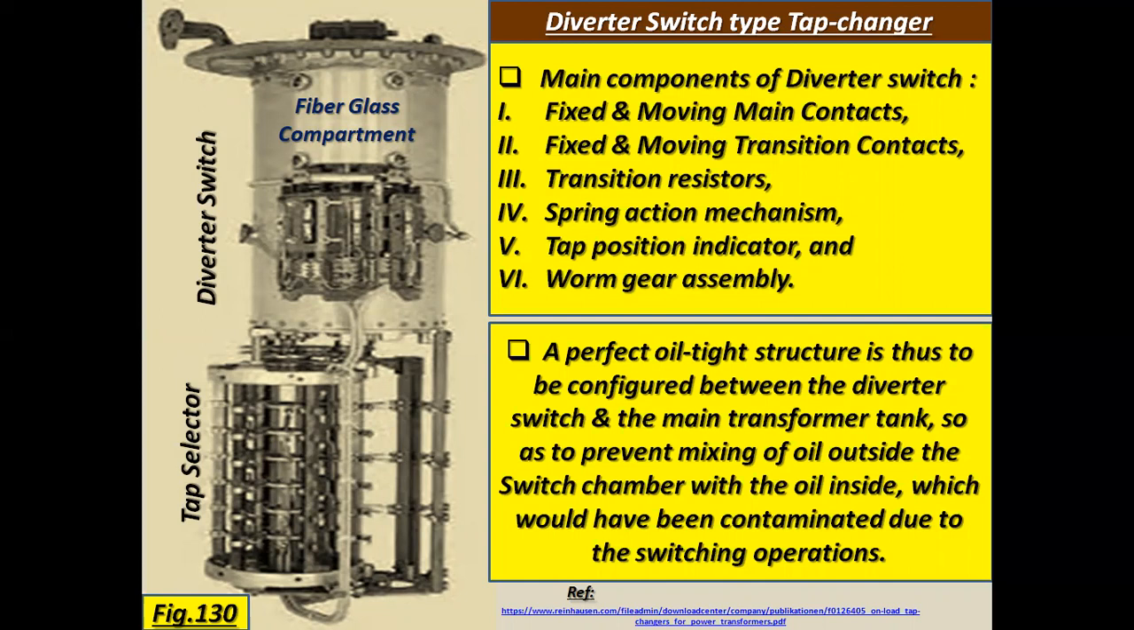Now note, a perfect oil-tight structure is to be configured between the diverter switch and the main transformer tank, so as to prevent mixing of oil outside the switch chamber with the oil inside, which would have been contaminated due to the switching operations.